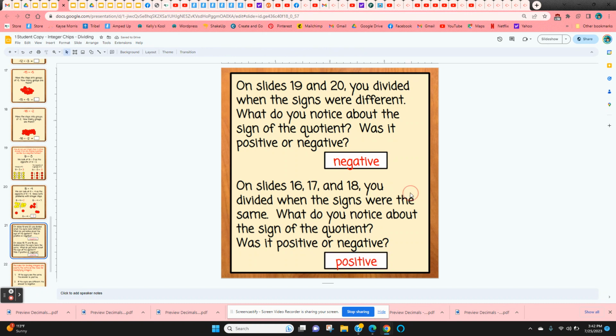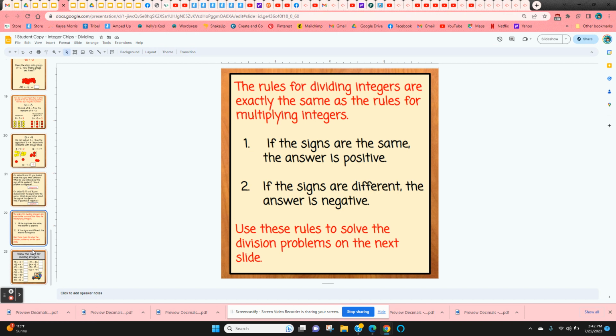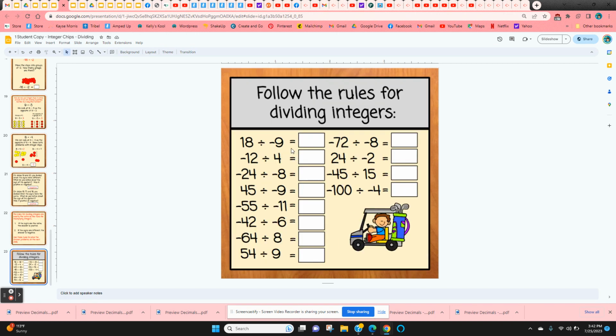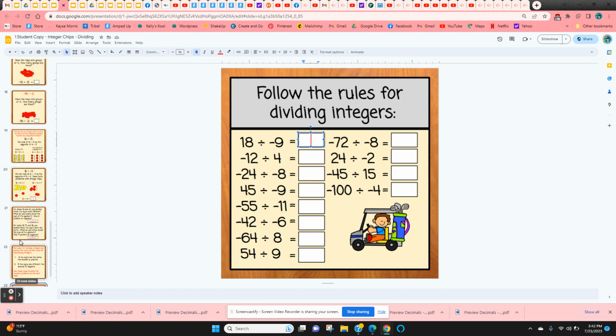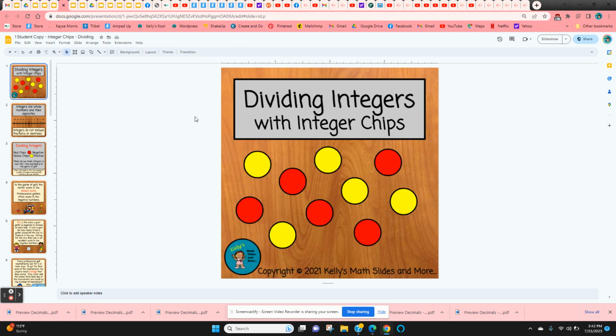So they can see that the rules for dividing integers are exactly the same as the rules for multiplying integers. If the signs are the same, the answer is positive. If the signs are different, the answer is negative. And they're going to use those rules to solve each one of these. And they just type in the answer in each one. So that is a digital lesson on dividing integers with integer chips.